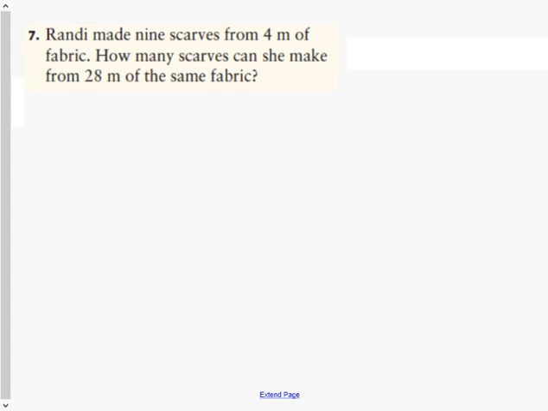Question 7 says Randy made 9 scarves from 4 meters of fabric. How many scarves can she make from 28 meters of the same fabric? So here we're going to do a rate of scarves to meters of fabric.